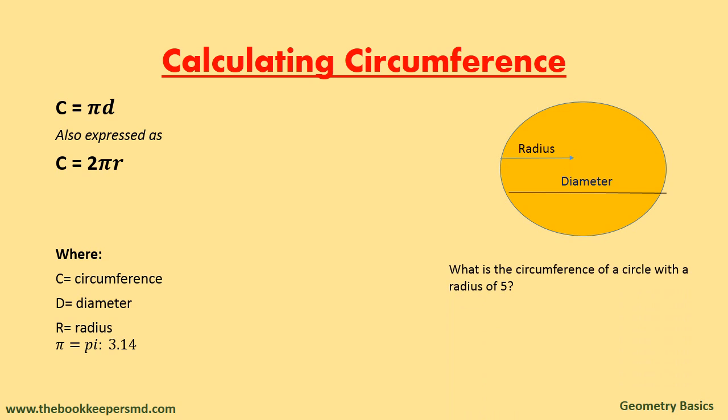Now let's try an example problem. What is the circumference of a circle with a radius of 5? So, as we stated before, the radius is the distance between the end of the circle all the way to half of the circle. So, with this being said, we know that 5 is half of the circle. So, if we're solving for circumference, this is what we'll end up with.